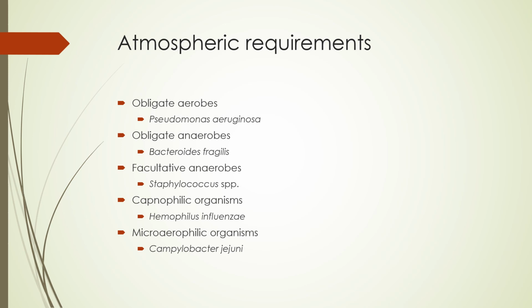And then finally we have the microaerophilic organisms. These organisms prefer 85% nitrogen gas, about 5% oxygen, and about 5 to 10% CO2. One example is the stool pathogen known as Campylobacter jejuni.